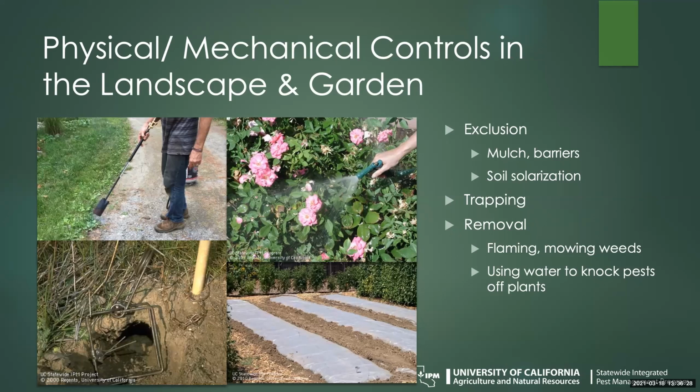The picture in the upper left is showing someone using a flame weeder, which is a type of physical control for weeds where you heat up the weed. You don't burn it to a crisp, but you heat up the weed enough to where the cells are going to break down. Mowing is another physical control, as well as being a cultural control. And then the picture with the roses is using a strong stream of water to knock pests off of plants. It works especially well for aphids on sturdy plants like roses.